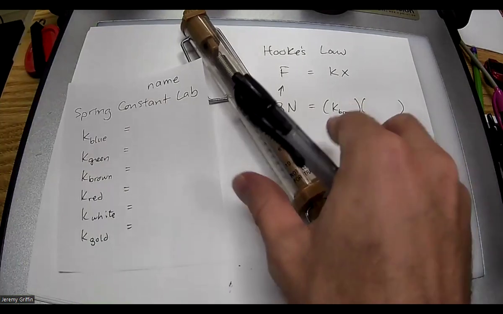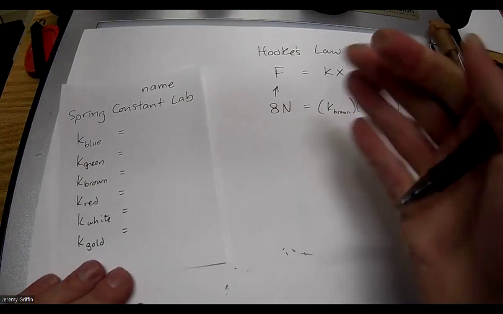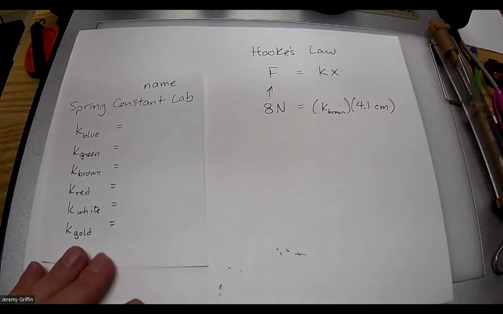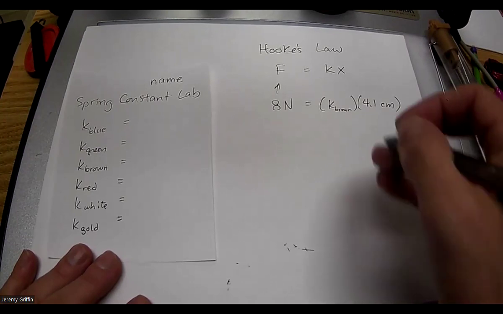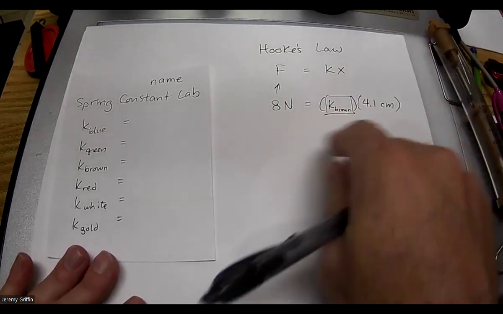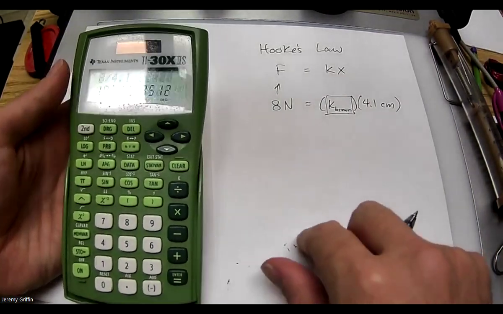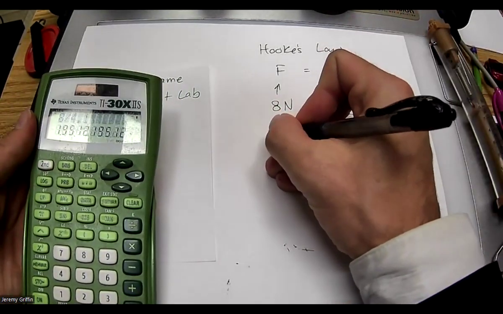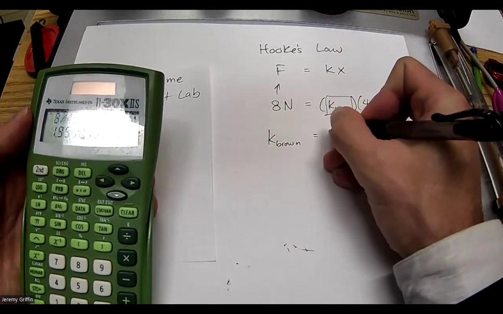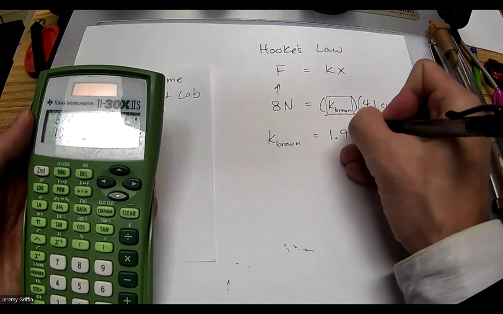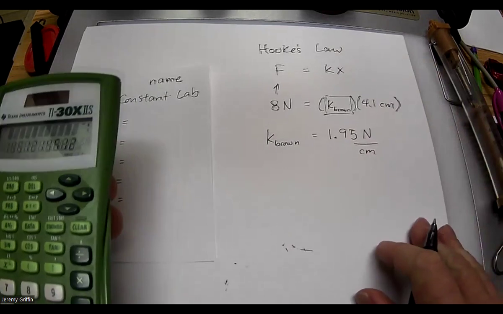Is that right? 4.1 centimeters to stretch 8 newtons. Or if I apply 8 newtons, it stretches 4.1 centimeters. Okay. I want to solve for the spring constant. So divide that over, what is 8 over 4.1? That's like 1.95. So the spring constant for the brown scale is 1.95. Now that's newtons per centimeter.